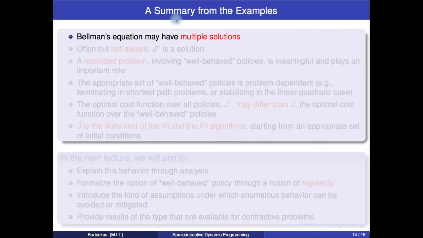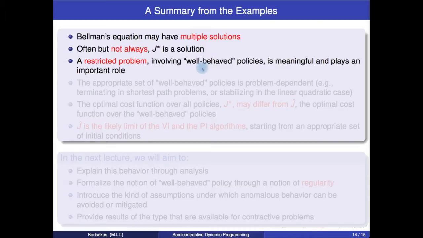Let us now summarize the behavior that we have observed in the preceding examples. One thing that we saw is that Bellman's equation may have multiple solutions. It may have one solution, an infinite number of solutions, or a finite number of solutions, as we saw in the preceding linear quadratic example. We saw in one example that J star, the optimal cost function, need not solve Bellman's equation. Often J star is a solution, but it's not always true.